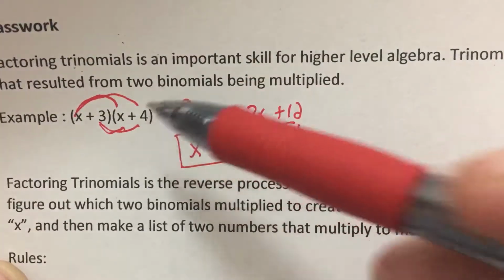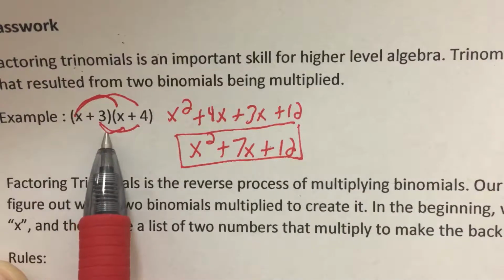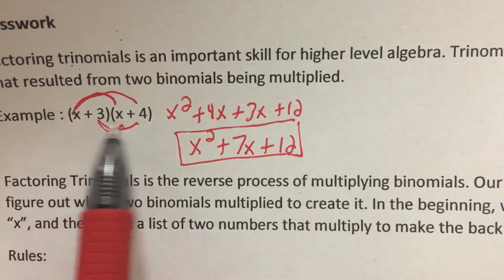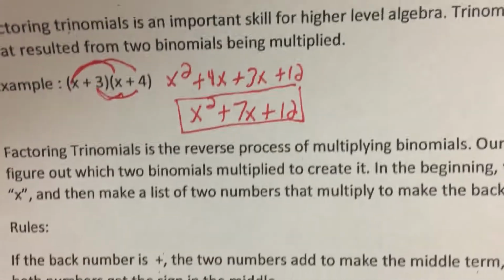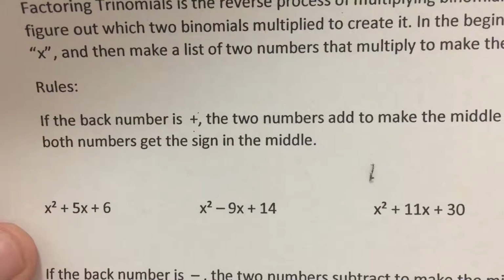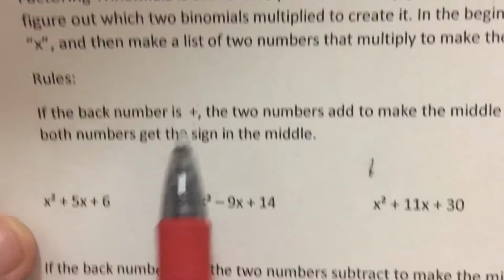Instead of this being the question and this being the answer, this is now going to be the question and this is going to be the answer. We're going to be looking at trinomials and trying to figure out which two binomials multiply to make them. So there's a couple of rules that if you memorize will make this process a lot faster. And it has to do starting with the back number and the back sign.